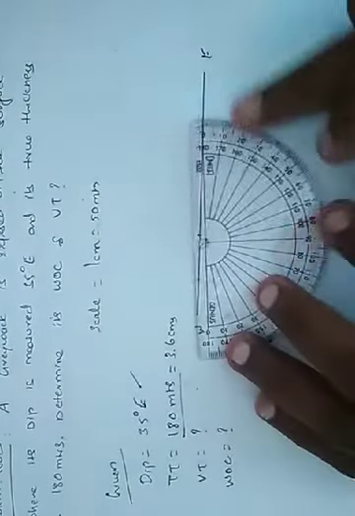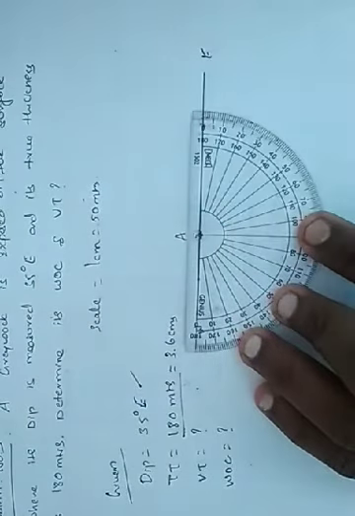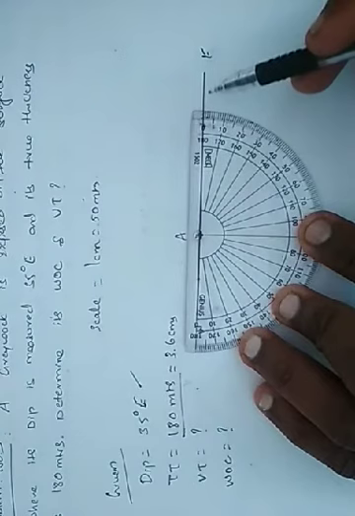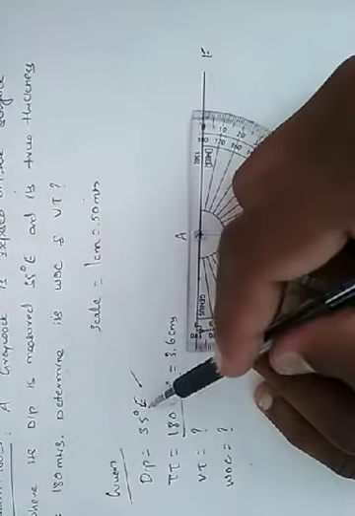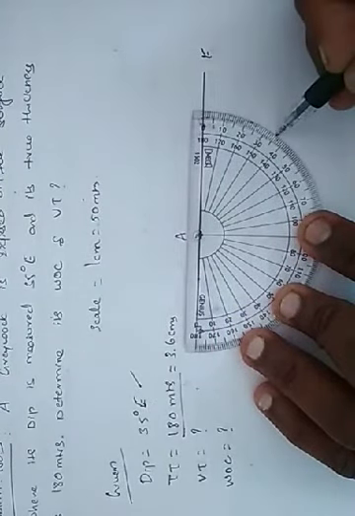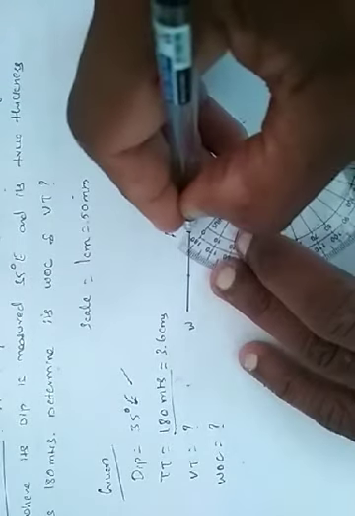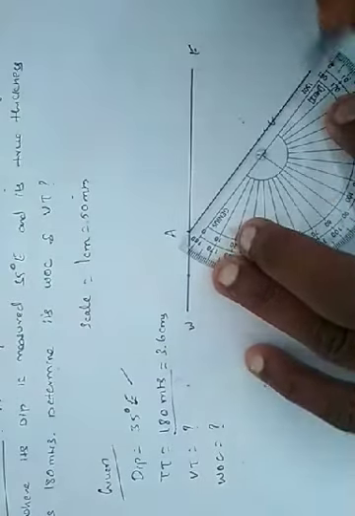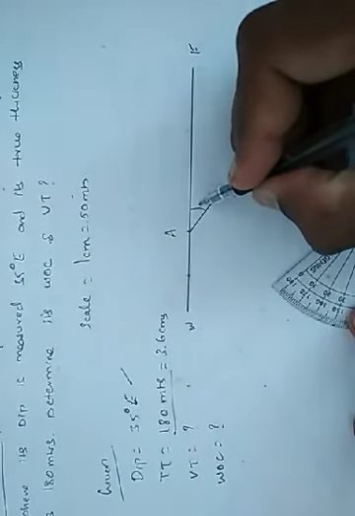So I will place my protractor on this point A. So my 0 is coincided with the surface line. So 35 degrees towards the east. So this is 0, 10, 20, 30, exactly 35 degrees. So we'll mark this point as C. So I will join this A and C. So I will get the bedding plane. So here this is 35 degrees.